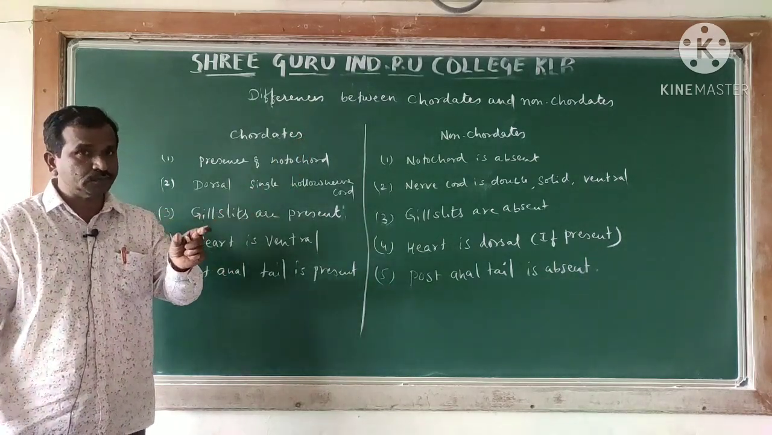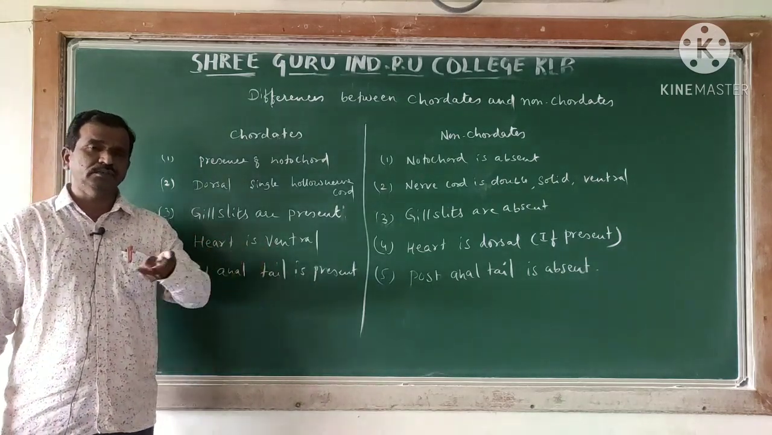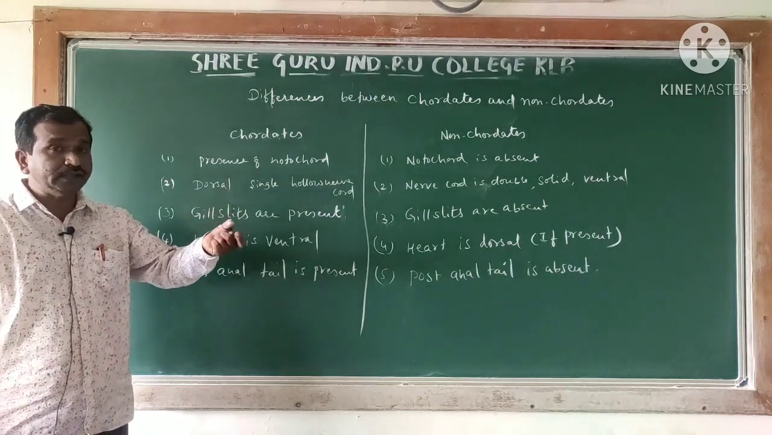Tail is there, just you have to see that. For example, cat, rat, and even we can observe that in monkeys, the tail is present.